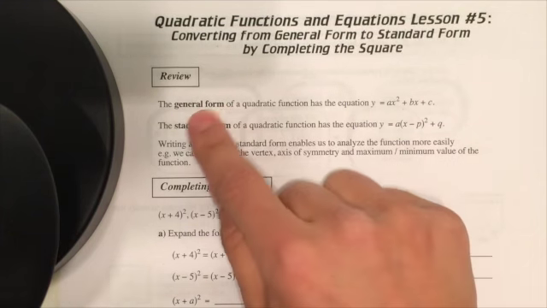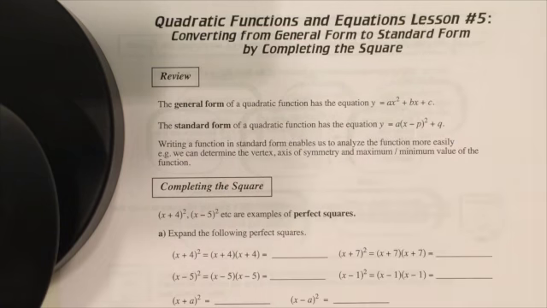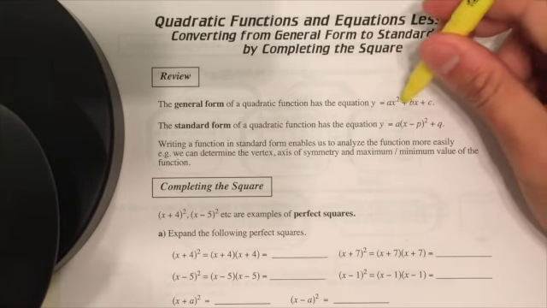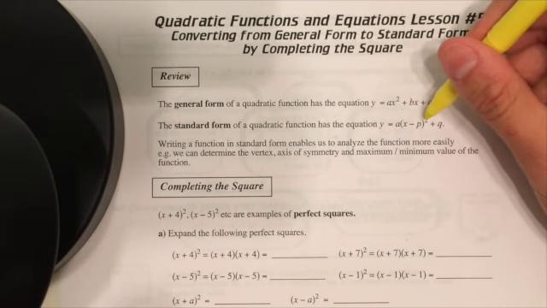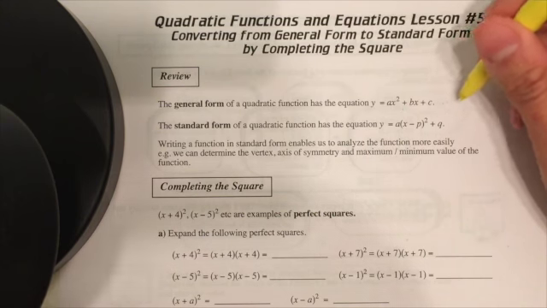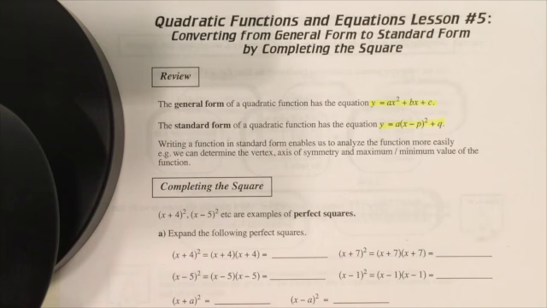Alright, so just a really brief review. So far we've looked at the general form and the standard form of a quadratic function, and those are given by y is equal to ax squared plus bx plus c, and y is equal to a(x minus p) squared plus q. Okay, so those are the two equations you've been seeing here.